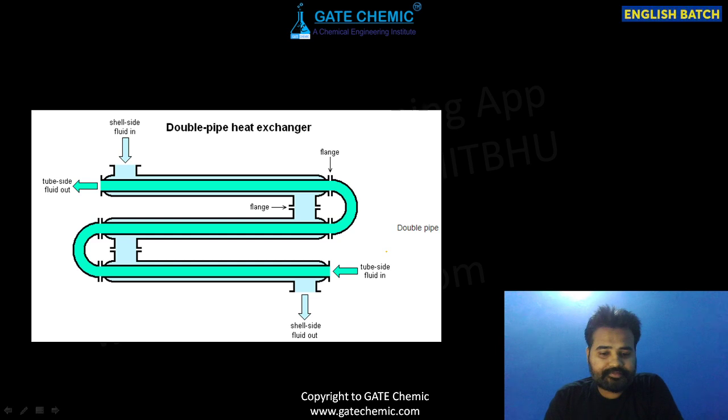Now see beta, if you look at this double pipe heat exchanger, then I want to show you one beautiful thing here. Very, very important beta. Suppose my hot fluid is entering from here in the tube side at some temperature, 120 degrees Celsius.